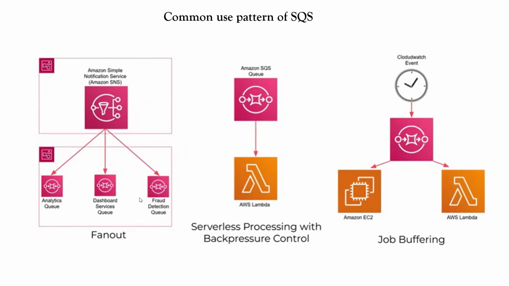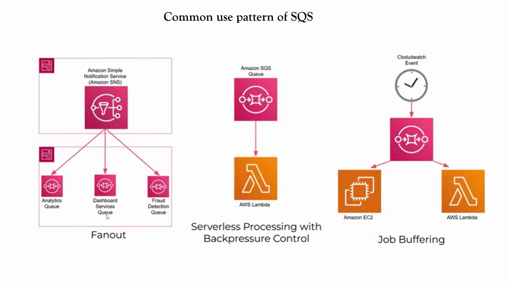All these three different queues are there, and respectively, different services are connected to these queues for the data analytics work, preparing the sales dashboard, and detecting any fraud on the portal. So all those services can be connected. This is how it works with the SNS Simple Notification Service also.